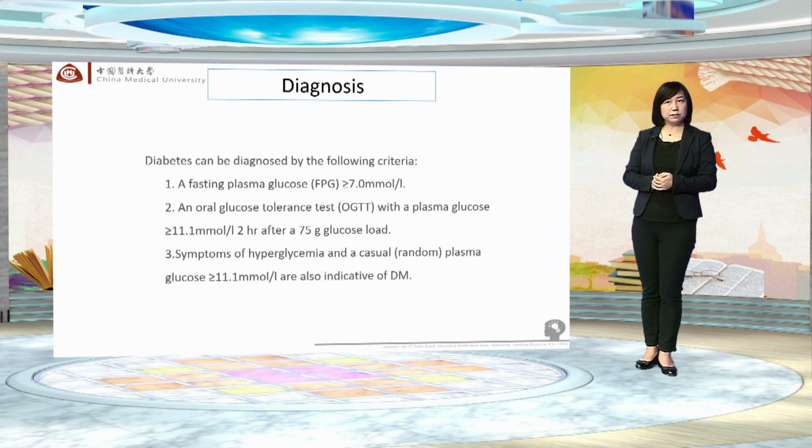If patients have symptoms of hyperglycemia, then a random plasma glucose over 11.1 millimole per liter is also indicative of diabetes. Classic symptoms of hyperglycemia include polyuria, polydipsia, and unexplained weight loss.